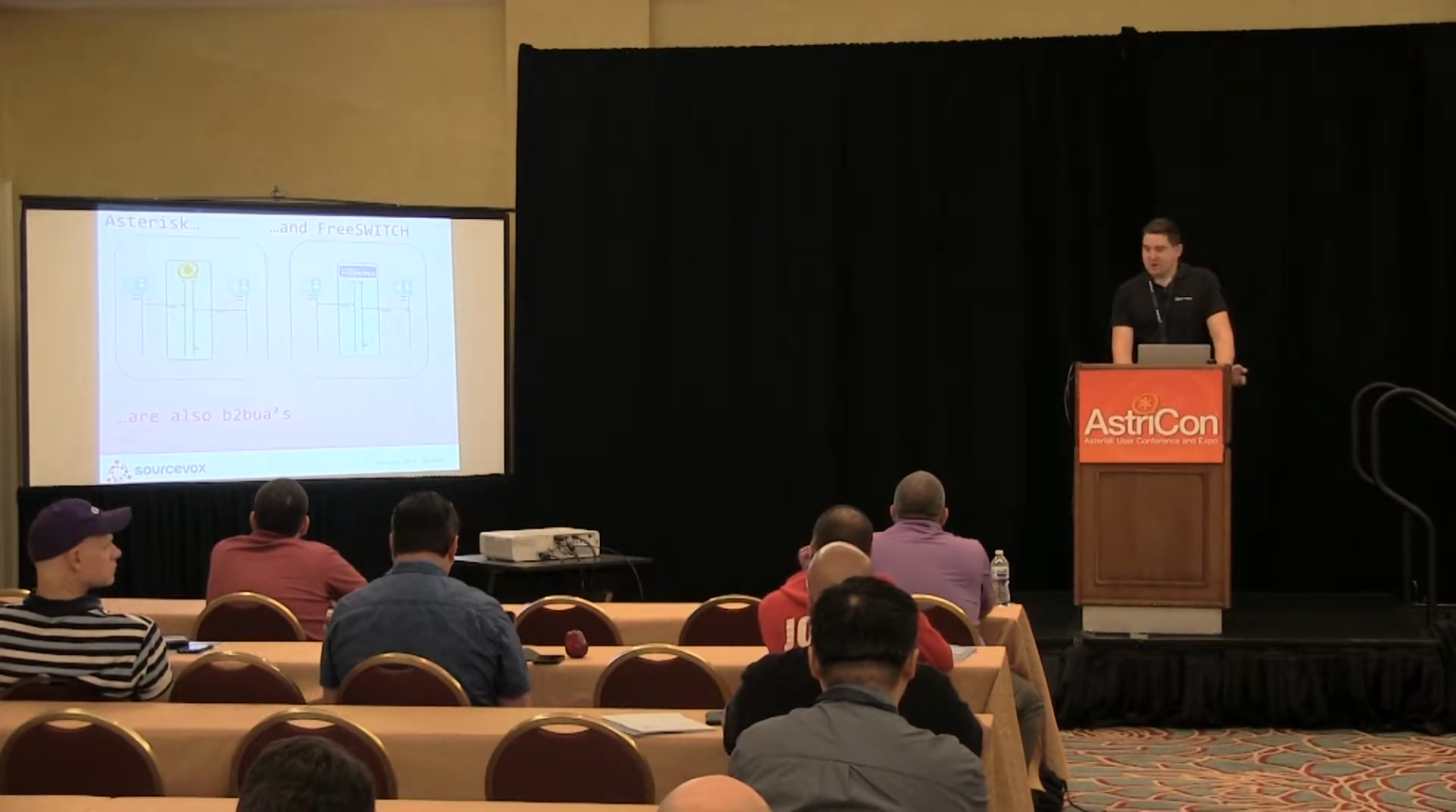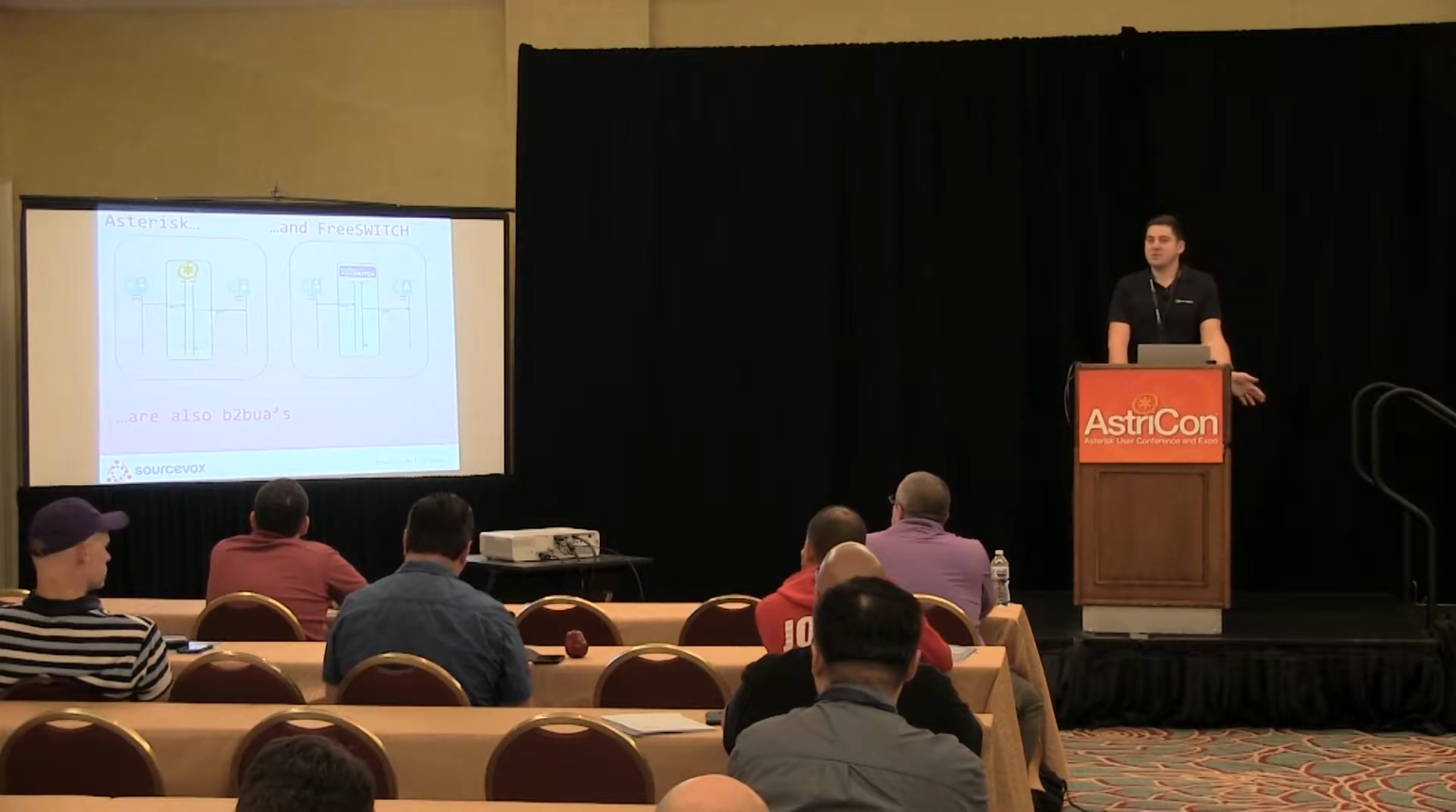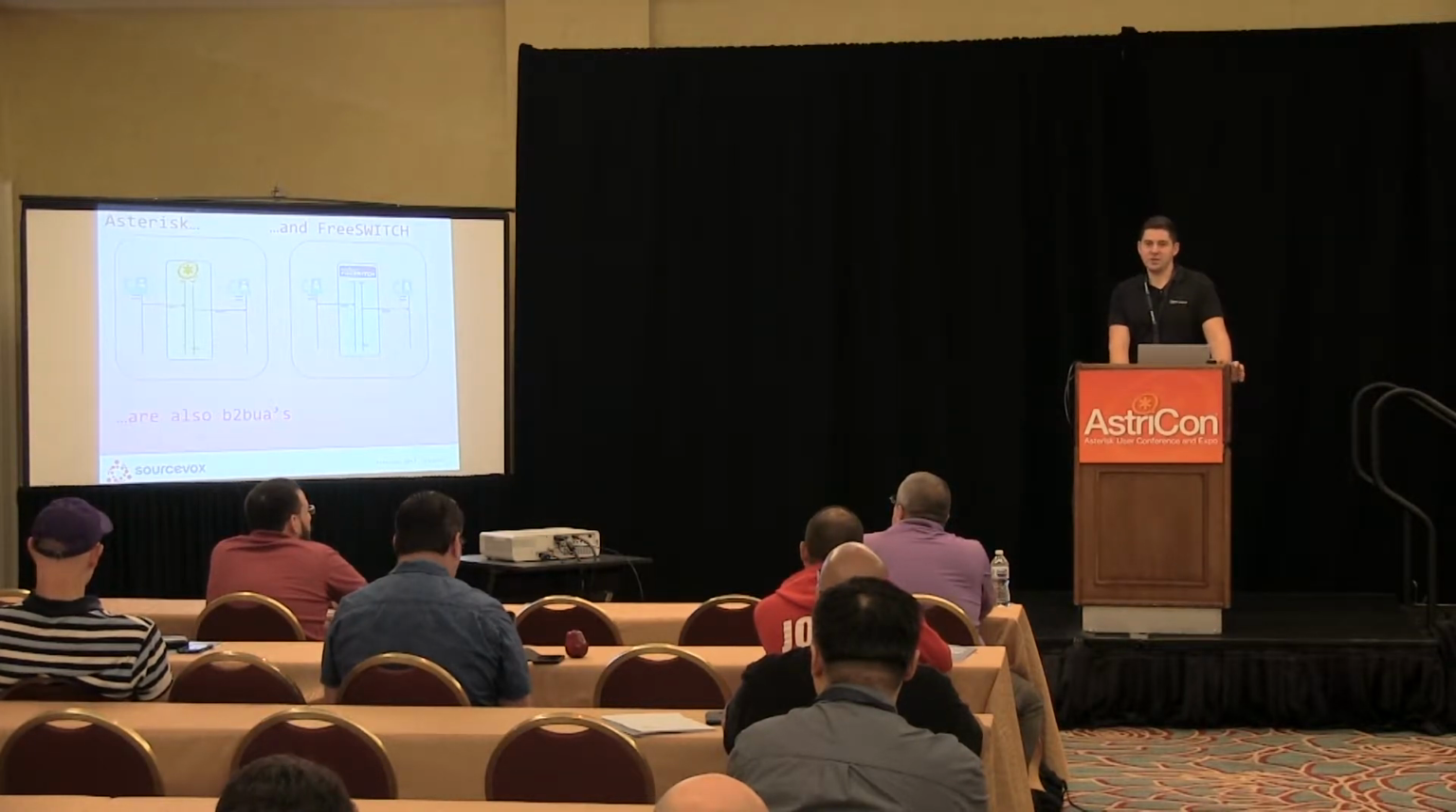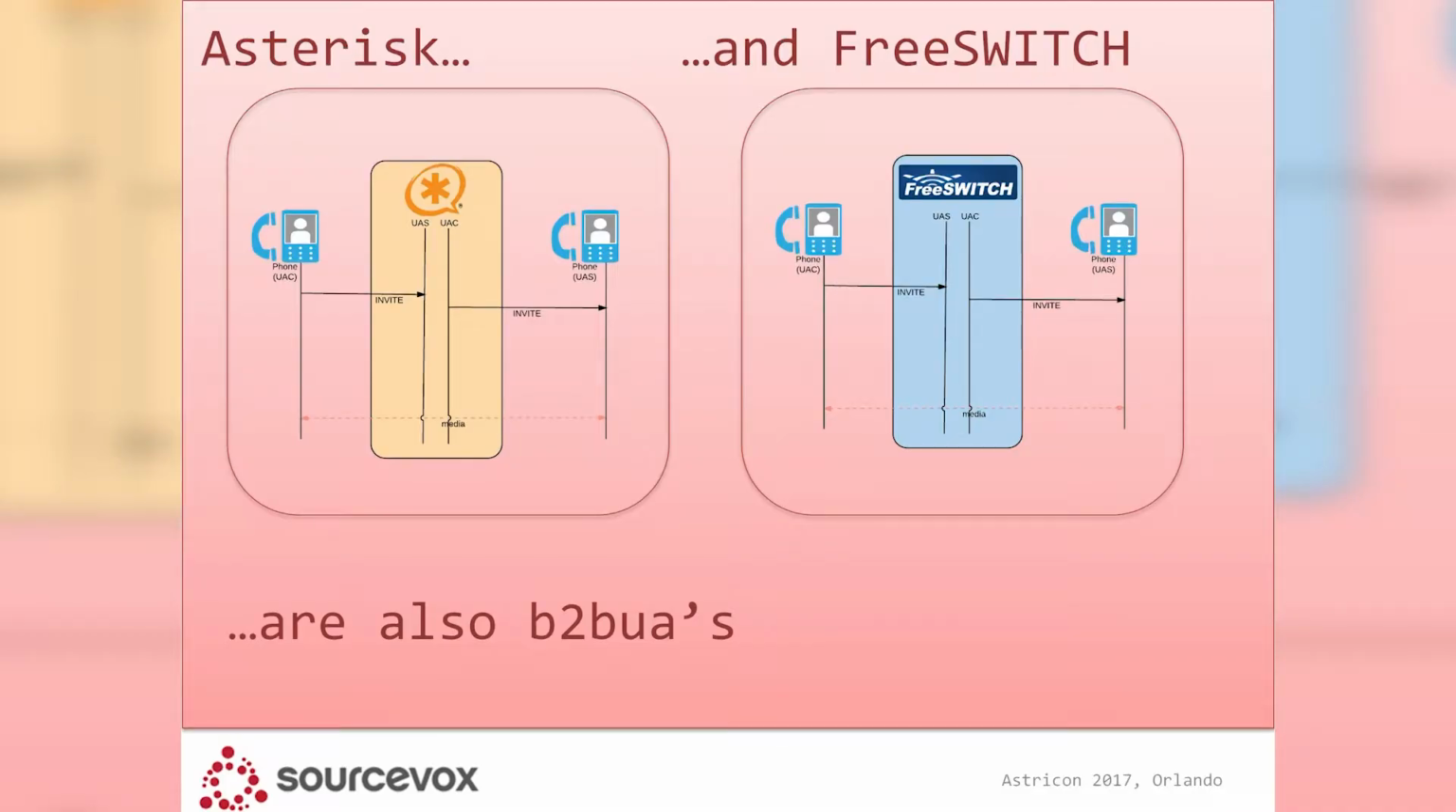And you can also say Asterisk and FreeSWITCH are also back-to-back user agents. If you bridge a call in Asterisk or FreeSWITCH, the phones at each side of the conversation aren't aware of each other. As far as they're concerned, they're receiving a call from your PBX or your media proxy. So I'm just throwing the example out there that OpenSIPS isn't the only back-to-back user agent out there.